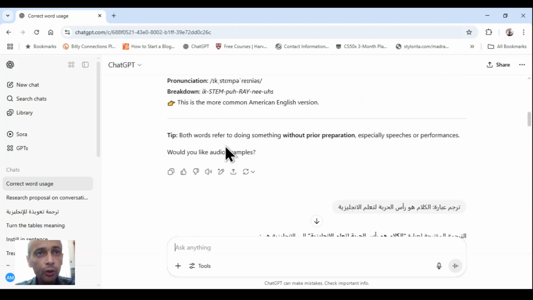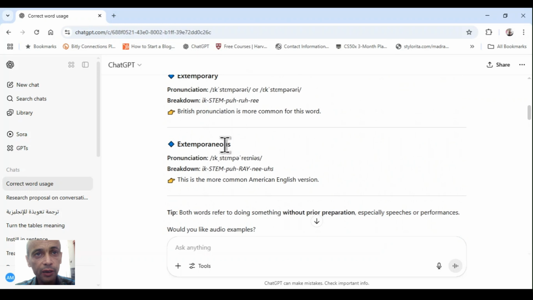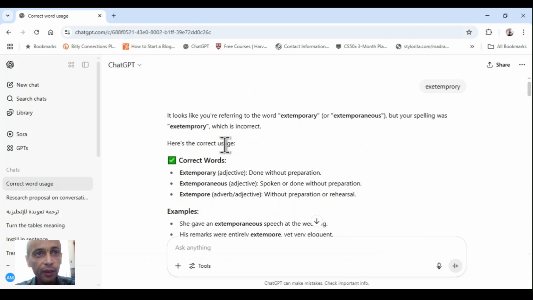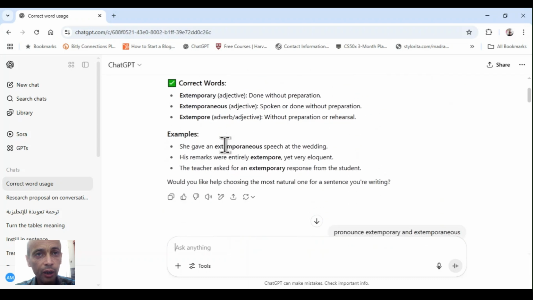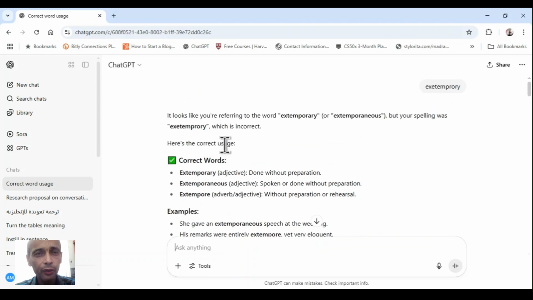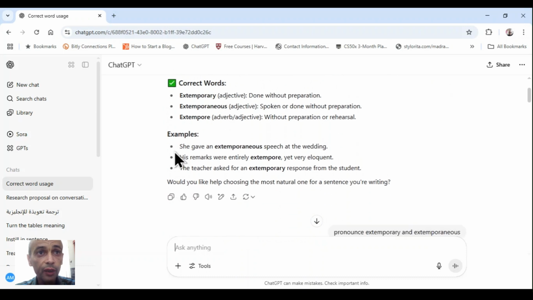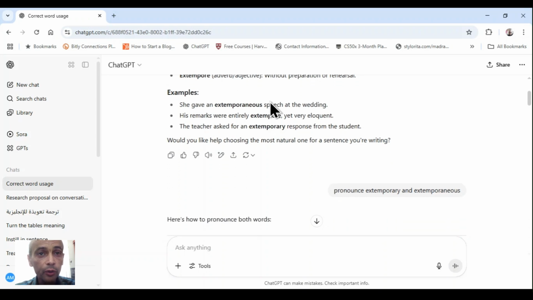I consulted also while preparing for this video. I consulted ChatGPT about these 3 or 4 things. First, I had doubts about the use of it. I know the word extemporary. I know the word to do something without preparation. And look here, he gave us some alternatives. Give examples, very important. He gave an example for the use of extemporaneous, and he gave an example for the use of extemporary, to do something without preparation.